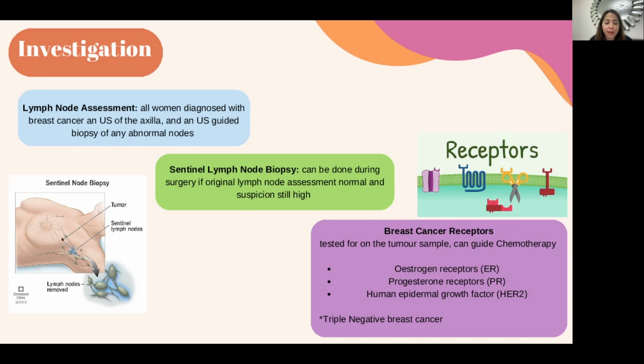And then we can also test samples for specific breast cancer receptors that can be used to guide chemotherapy, as you all know. So there's the estrogen receptors, ER, progesterone receptors, and the human epidermal growth factor receptor, HER2. And we'll go on to talk about chemotherapy and how the receptors are used to guide that. Okay.